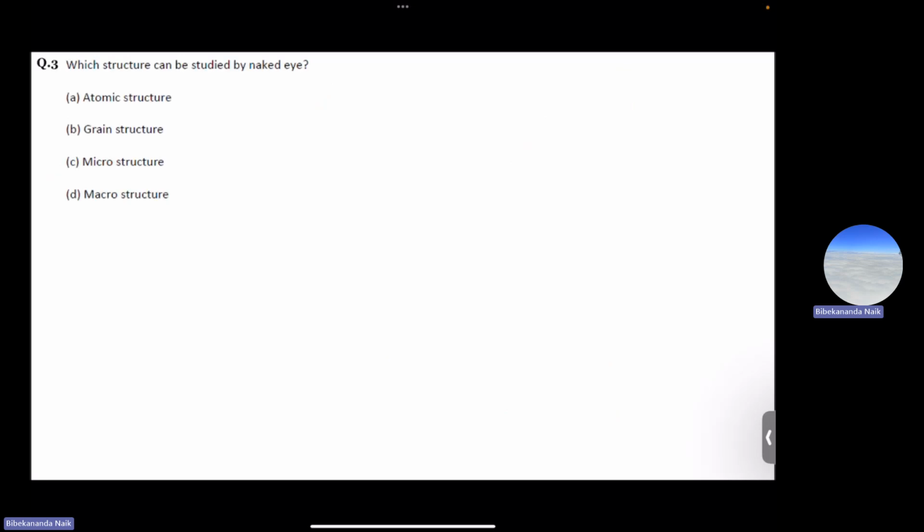Then question 3: which structure can be studied by naked eye? Options are option A, atomic structure; option B, grain structure; option C, microstructure; and option D, macrostructure. This is a bit straightforward question. In order to study atomic structure, an atom consisting of electrons and nucleus, you need powerful or electron microscopes. So atomic structure cannot be studied by naked eye.